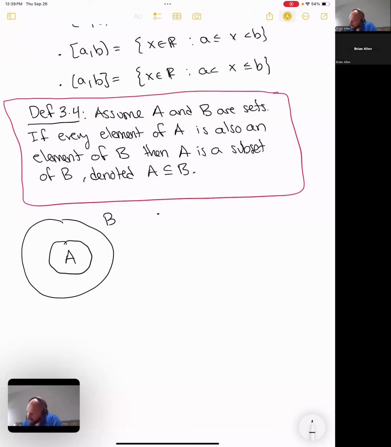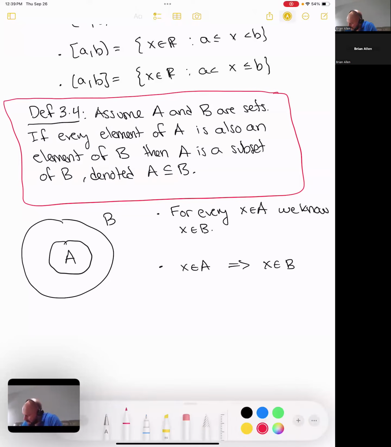We should also try to write this out somewhat more succinctly. So for every x in A, we know x is in B. And if I want to write it even more succinctly, I might say x being in A implies that x is in B. And here, this kind of has the form of an implication on purpose, where maybe I'll use P and Q here since A and B already are being used.